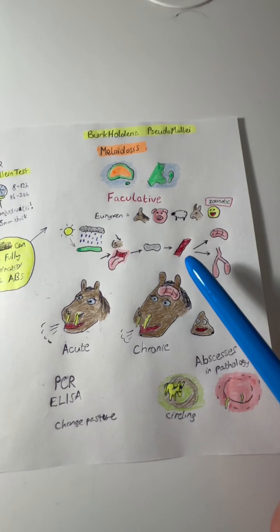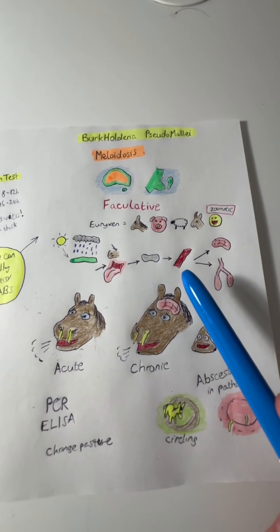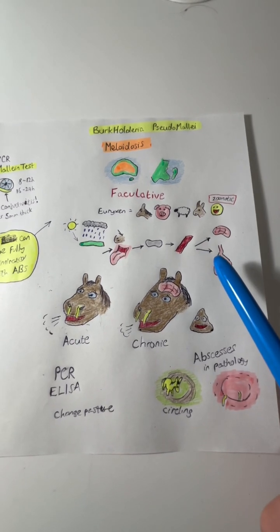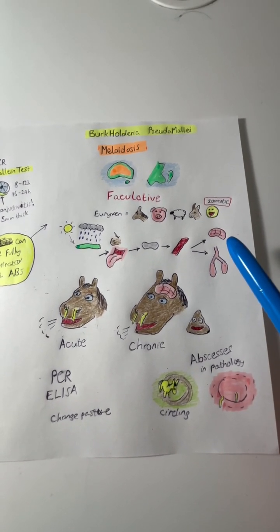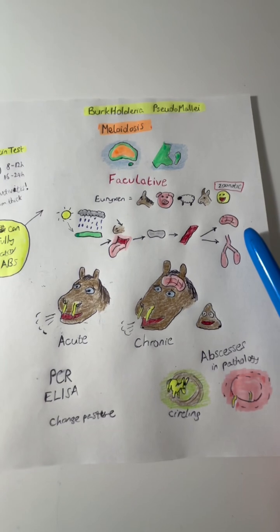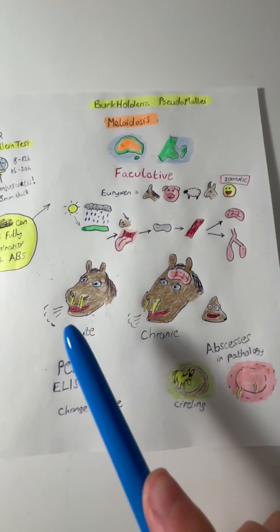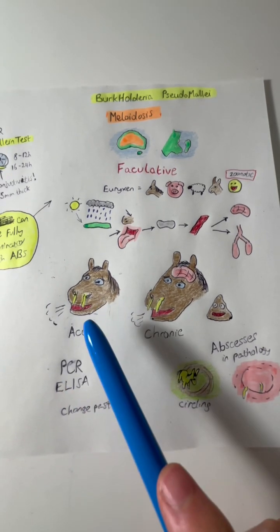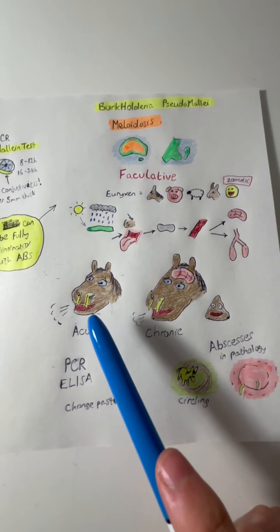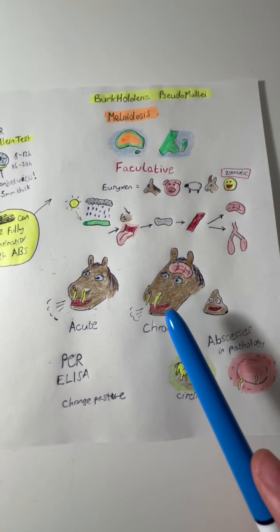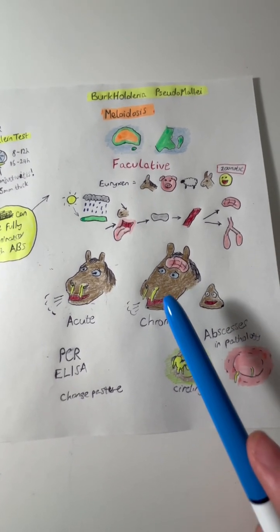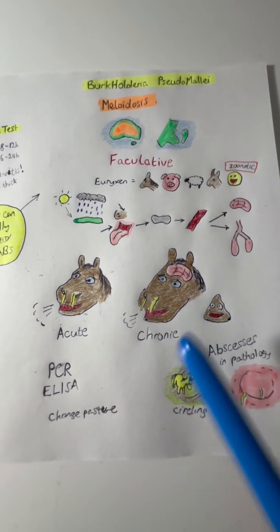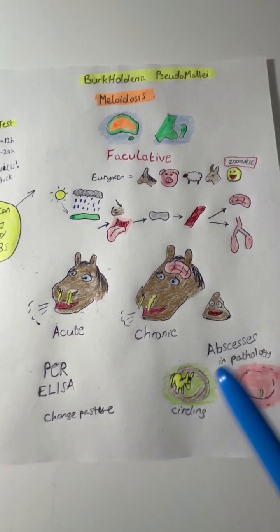When septicemia occurs, it'll cause abscesses in the parenchymal organs. So in acute cases, it'll go to the lungs, and in chronic cases, it can go to the brain, as well as causing diarrhea. In the acute clinical signs, they can vary. However, we will get purulent nasal discharge, fever, anorexia, and dyspnea. And in chronic cases, we will also get purulent nasal discharge and dyspnea, as well as CNS signs and diarrhea. One of these CNS signs includes circling, so the horse will walk in circles for ages.